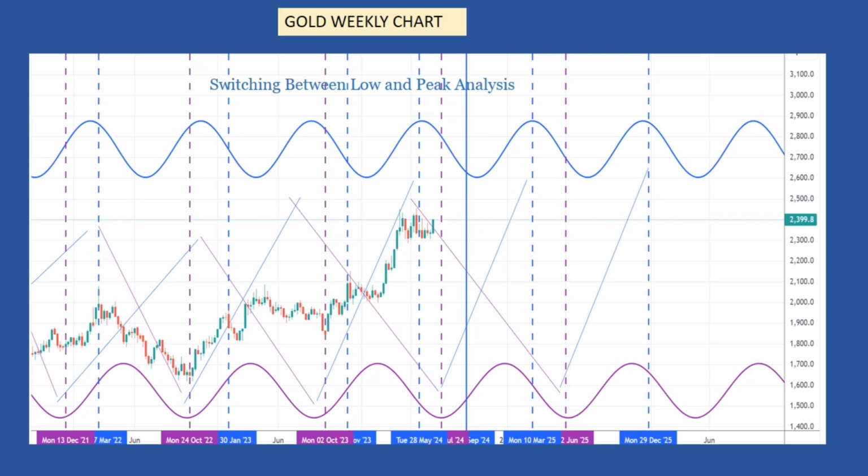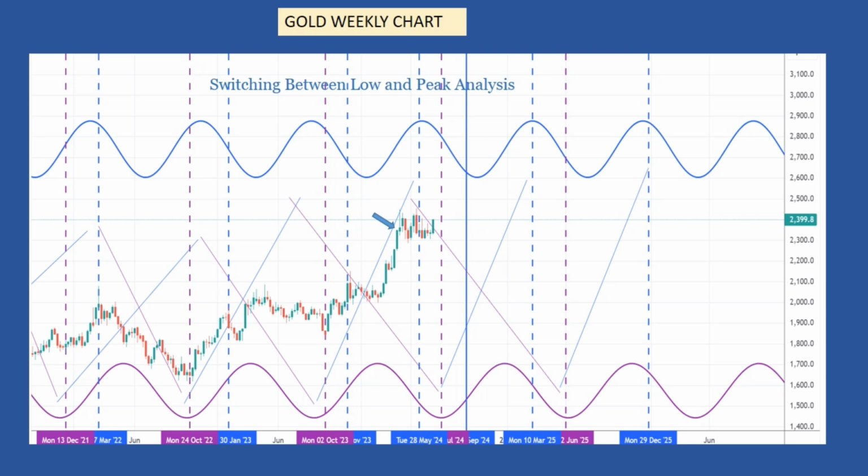Switching between low and peak analysis. When analyzing gold prices, knowing when to switch between examining low points, buying opportunities, and peak points, selling opportunities, is crucial. Here are key considerations. The best times to switch to peak analysis. During strong uptrends, the market makes consistent higher highs. This means that the price of gold is repeatedly reaching new highs.